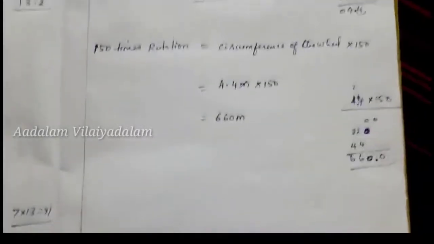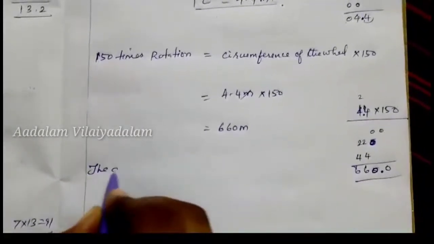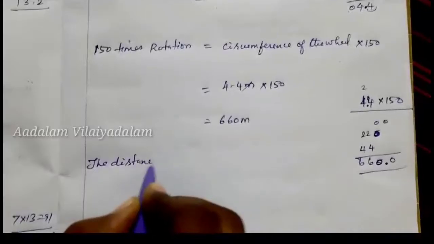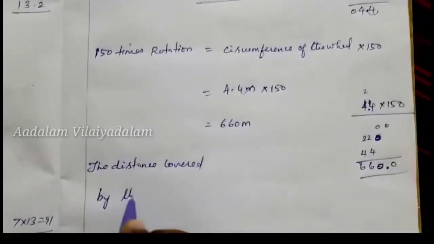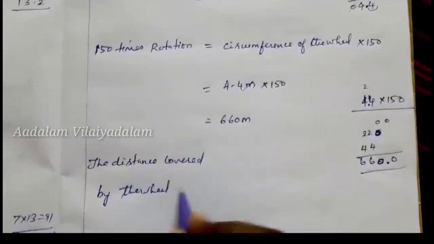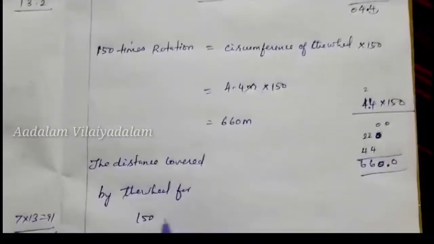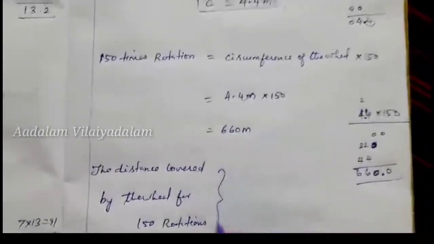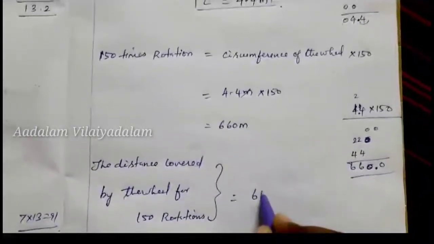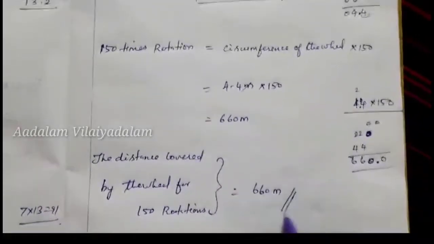So we could write it in the given words: the distance covered by the wheel for 150 rotations is 660 meter.